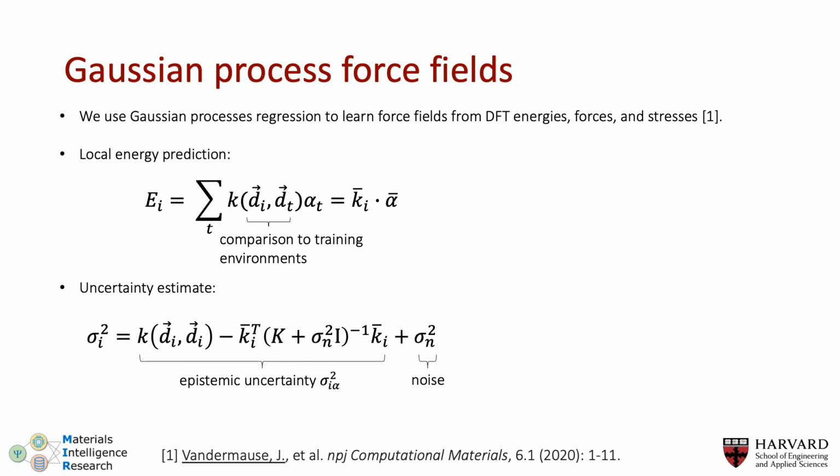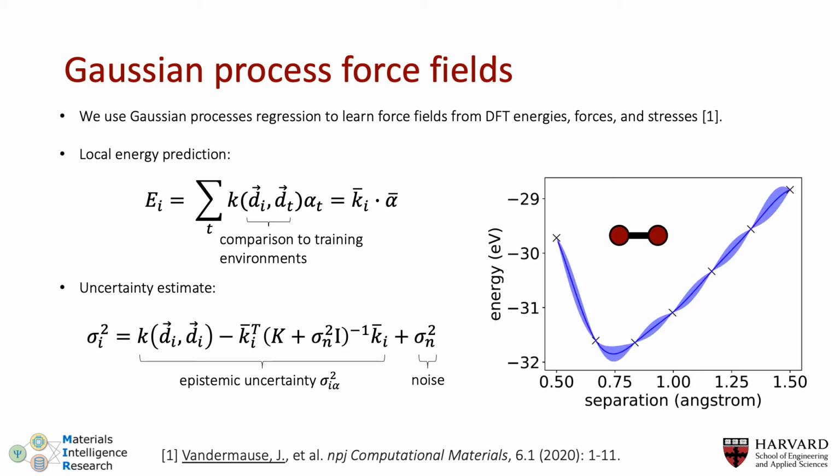The big virtue of Gaussian process force fields is that you can compute rigorous Bayesian uncertainties on energies, forces, and stresses. Basically, the expression here breaks into 2 components. There's an epistemic uncertainty, quantifying how far the test point is from the training set, and a noise contribution, which is characterizing fluctuations in the data that the model can't capture.